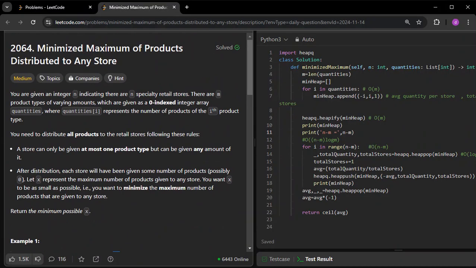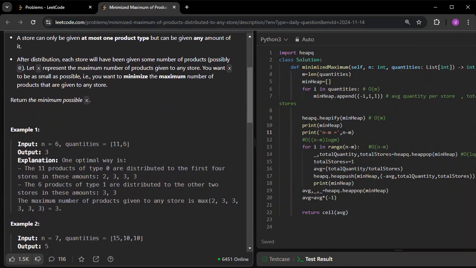You need to distribute all products to the retail stores following these rules. Basically, you have to distribute these two types of products among the stores. That is the basic idea. Remember, there are two types of products, but how many do we have? We have a total of 17 products, and these 17 belong to two types. For the first type there are 11, for the second type there are 6. So you have to distribute them among the stores. That is the basic idea.